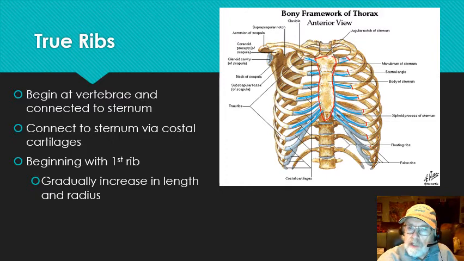Okay, so we see it attached there, there, and there: 3, 4, 5, 6, and 7. 7, 6, 5, 4, 3, 2, 1. So true ribs are ribs that, beginning with the first rib, attach directly to the sternum, attached directly by that costal cartilage. So the first 7 ribs, true ribs, connect to the sternum by the costal cartilage directly, not indirectly, directly.